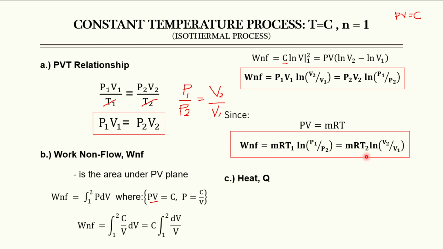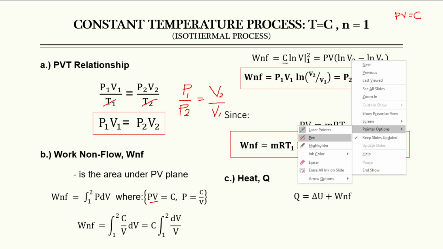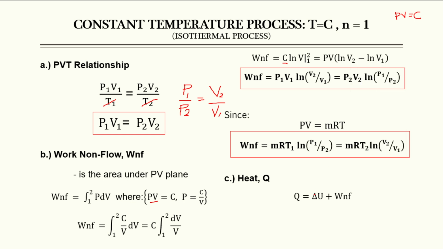Now, let's proceed to the heat. By the formula, what is the formula of heat? Heat is equal to delta U plus work non-flow. Since the temperature is constant, what is the formula of delta U? mCv delta T. So, if the formula of delta U is mCv delta T, therefore, delta T is equal to 0, and our delta U is equal to 0. Therefore, the formula of our heat is equal to work non-flow.